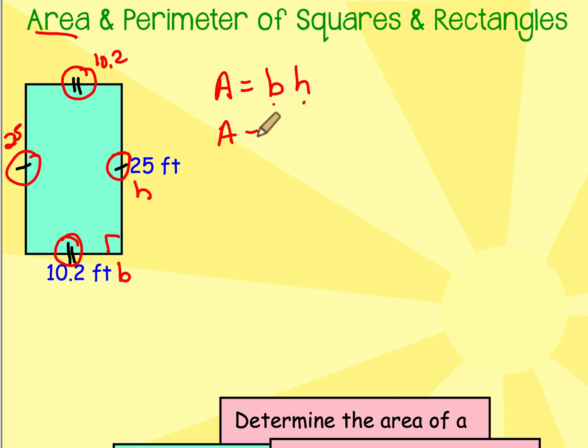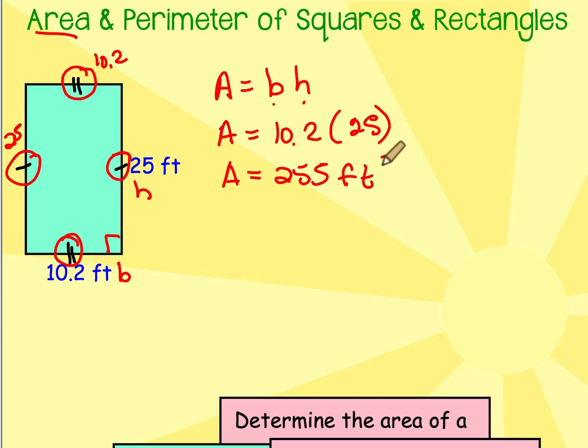So we go ahead and we do area, 10 and 2/10 times 25. We calculate that, and we get 255. And now we go ahead and include our units. So that would be feet squared because it's area.